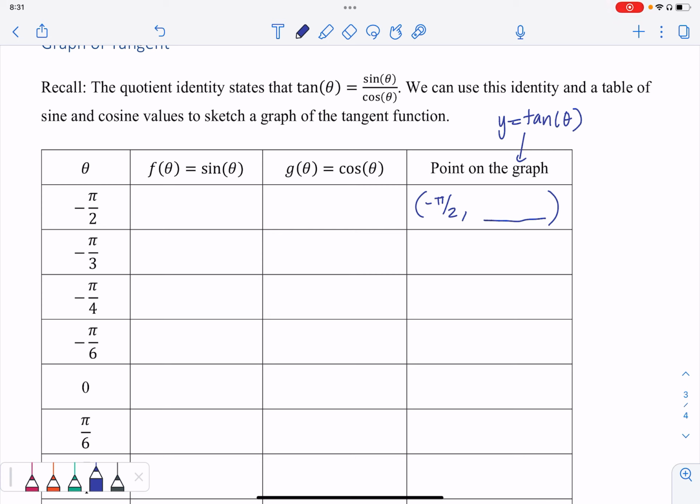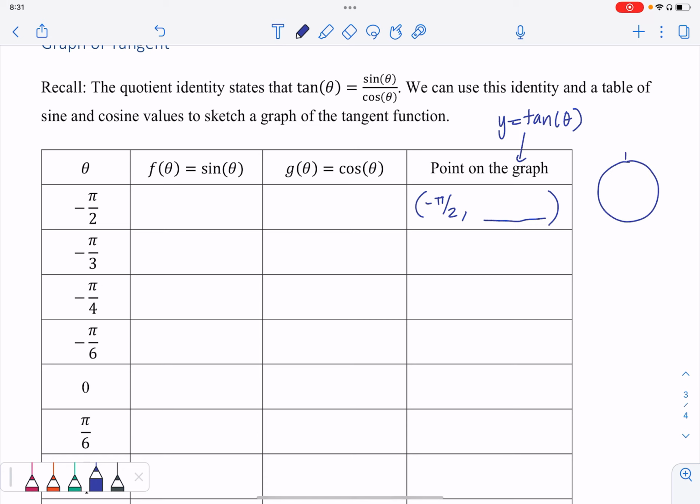Now I'm using a certain set of angles. Now the graph of tangent, the domain of tangent certainly contains more angles than what I have in this first column, but I'm picking them carefully to show you what it's going to look like at the end here. Okay, so let's look at negative pi over 2.